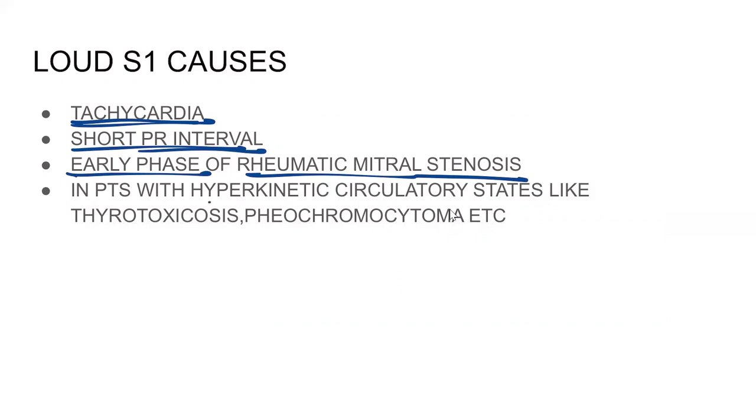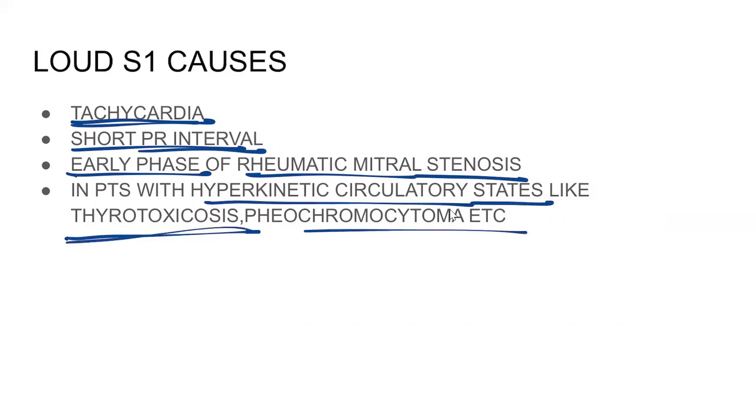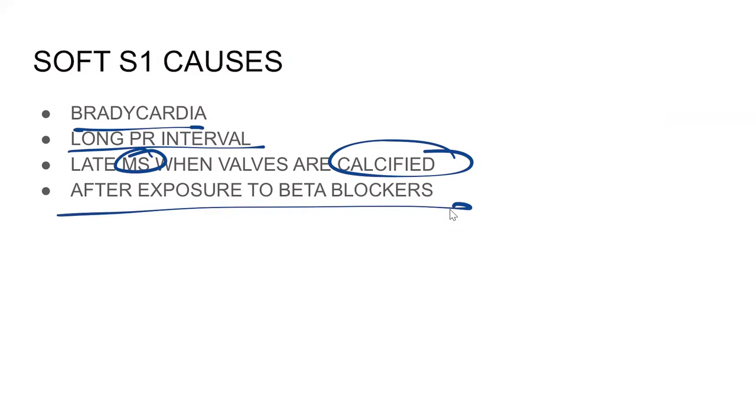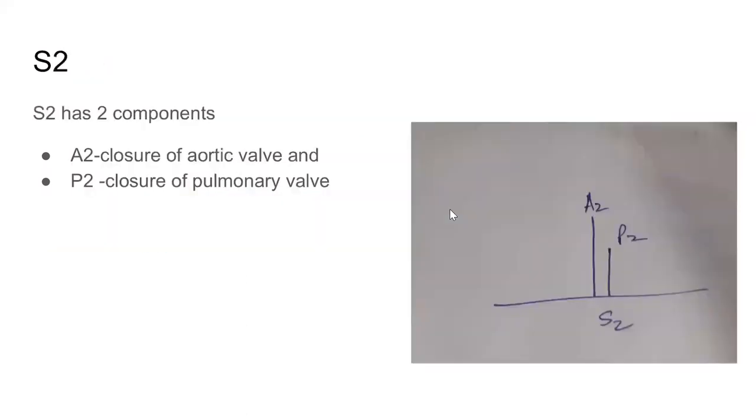Now, in patient with hyperkinetic circulatory state like thyroid toxicosis, pheochromocytoma, pregnancy, severe anemia, these cases would be having loud S1. Causes of soft S1: bradycardia, long PR interval, late mitral stenosis when valves are calcified, and after exposure to beta blockers. So beta blocker ultimately leads to bradycardia, which would lead to soft S1, and mitral regurgitation as well. And S2. S2 is a very important sound.